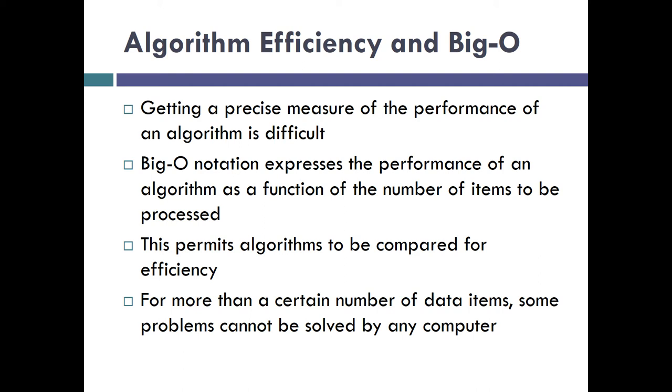It's hard to get a precise measurement of the performance, right? Because not only is my computer different than yours, but your computer is different than everybody else's, and I might be running stuff in the background, and sometimes I might not be. So we have to use this big O notation because we need a mathematical way to say how the performance grows.